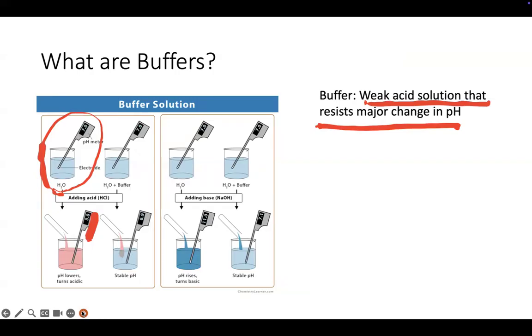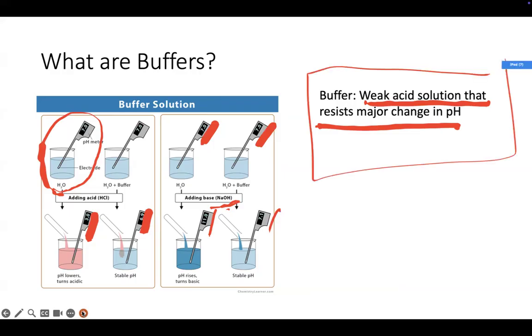But if we were to take that water and put in buffer, whatever that buffer system is, now when we add HCl, it will become a little acidic, but it's going to resist major change. It won't go from 7 to 3. It goes from 7 to 6.9. And the same is for if we were to add base, a strong base. So without a buffer and we add base, it goes from pH 7 to pH 11, basically becomes basic. But when we have buffer, it goes from 7 to 7.1. So a buffer resists major changes.